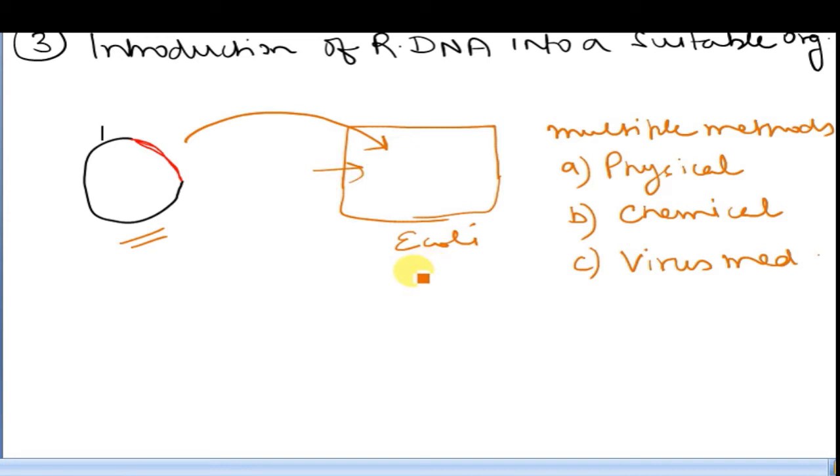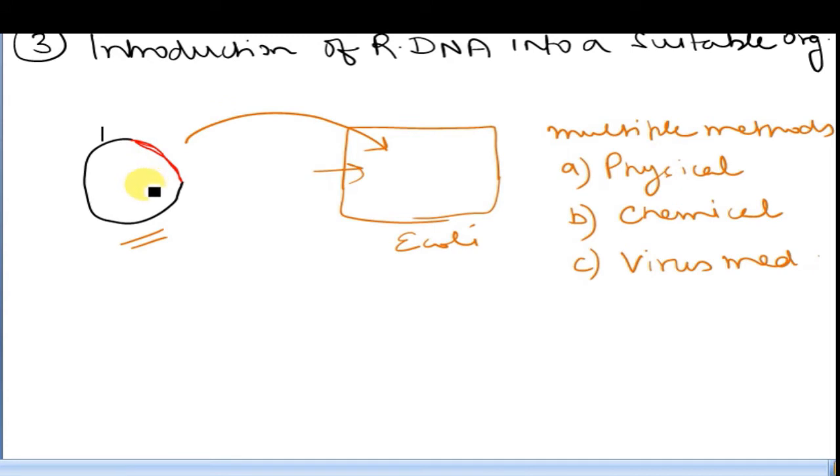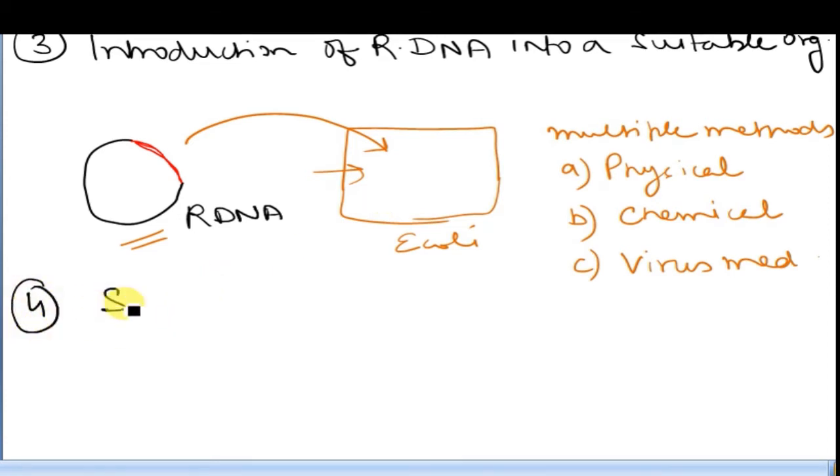Now we have to work on the next point. What would be the next point? You are not at all sure whether your gene of interest or the recombinant DNA that you had produced over here did transfer into this E. coli. You are not sure of that, and 100% transfer of recombinant DNA into the suitable organism does not take place. So we have to screen. So the fourth point is selection of transformed cells, not screening.